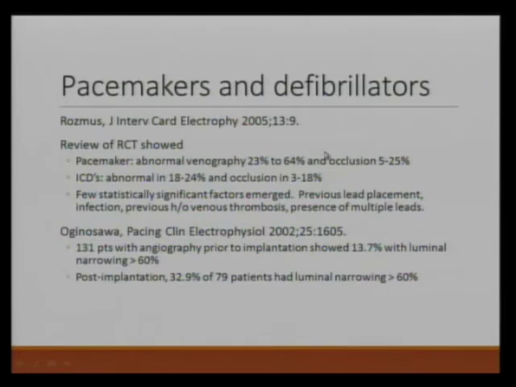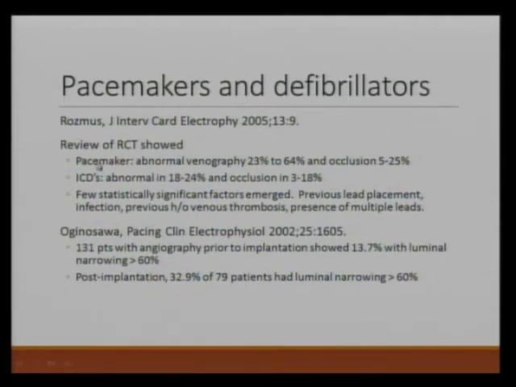Okay, looking at pacemakers and defibrillators, we talked about catheters. You have the transvenous leads that are going through, and usually it's on the left side. There was a review of randomized controlled trials that showed with pacemakers, they found abnormal venography in 23 to 64%. These are small studies, and the percentage varied widely, and their definition of what was a stenosis varied pretty widely, so I think that's why you have this wide difference. But 23 to 64% abnormal venography in the pacemaker and occlusion of the vein in 5 to 25%.